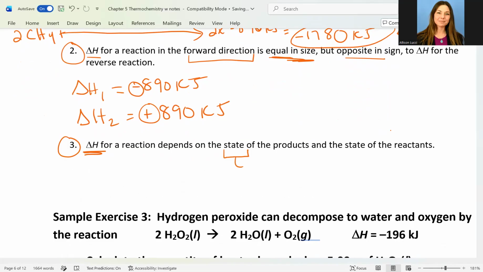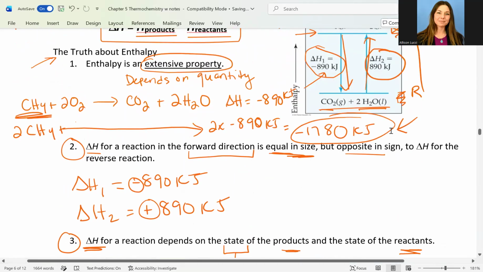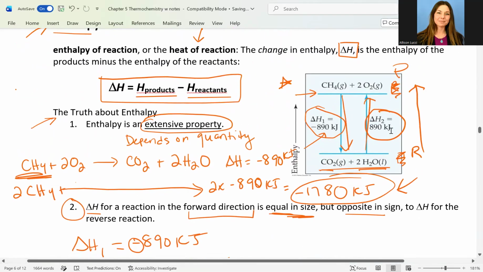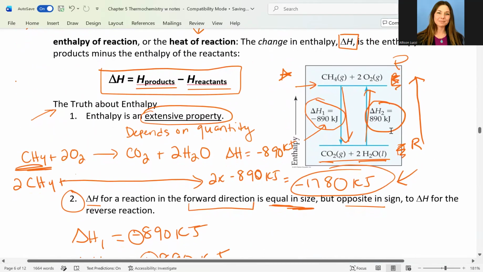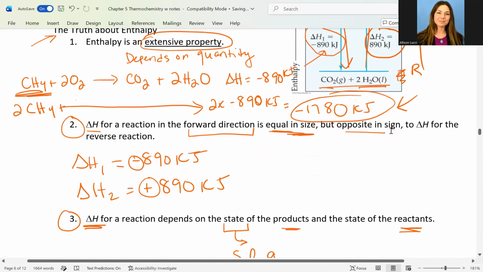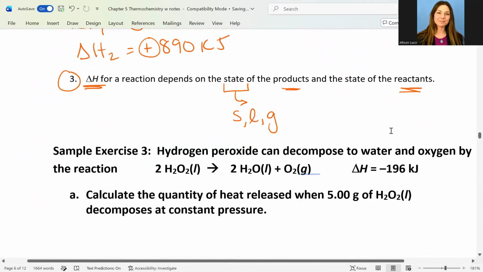And now in this third bit of information, delta H of a reaction depends on the state. So the phase, so whether we're solid, liquid, or gas of both the products and the reactants. Because of that relationship that we saw above, where we have the enthalpy of the products minus the enthalpy of the reactants to get the enthalpy change, this is very dependent on phase.